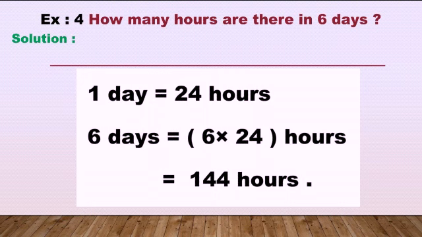So when we want to convert days to hours, we have to multiply it by 24, because one day equals 24 hours. So that's why here I have done the multiplication. 6 into 24 hours equals 144 hours.